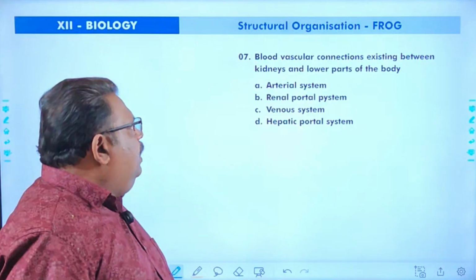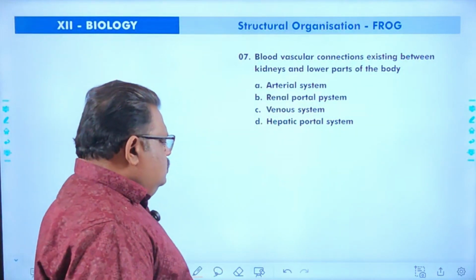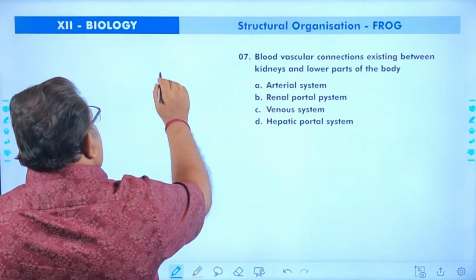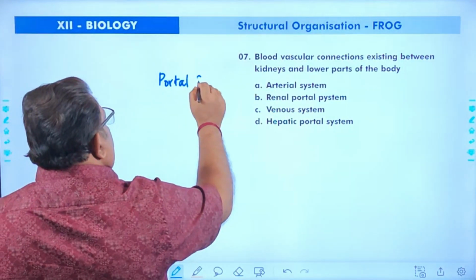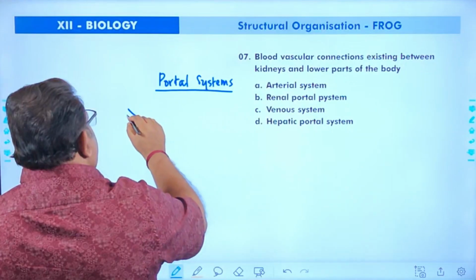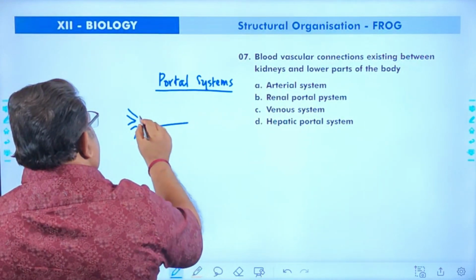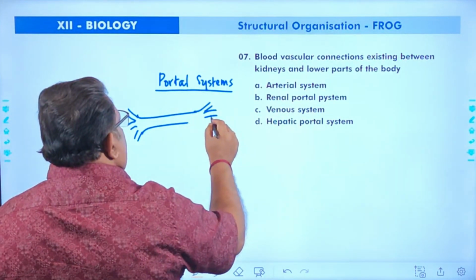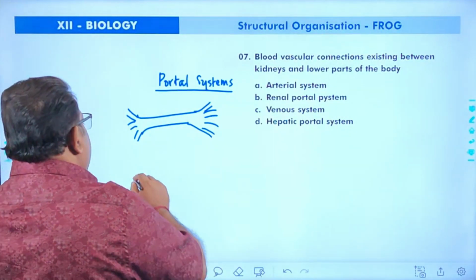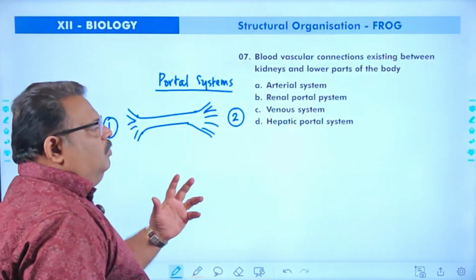Next one. The blood vascular connections existing between kidneys and lower parts of the body. So here, two body parts are connected together by what is called portal systems. Portal system starts as capillaries and also ends as capillaries. They start as capillaries from one body part and end as capillaries in another body part. That system is called portal system.